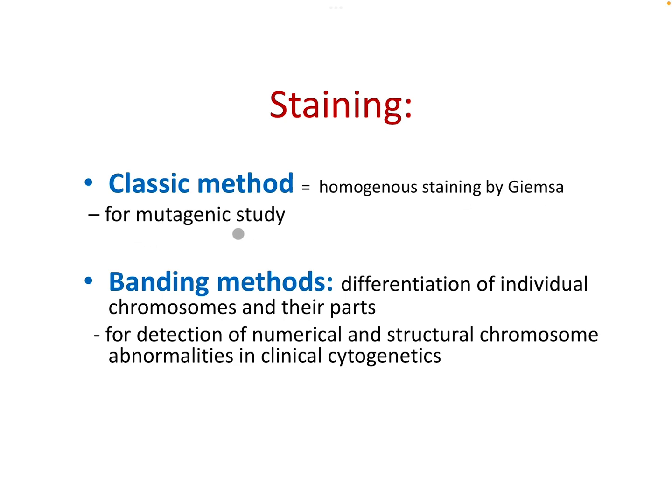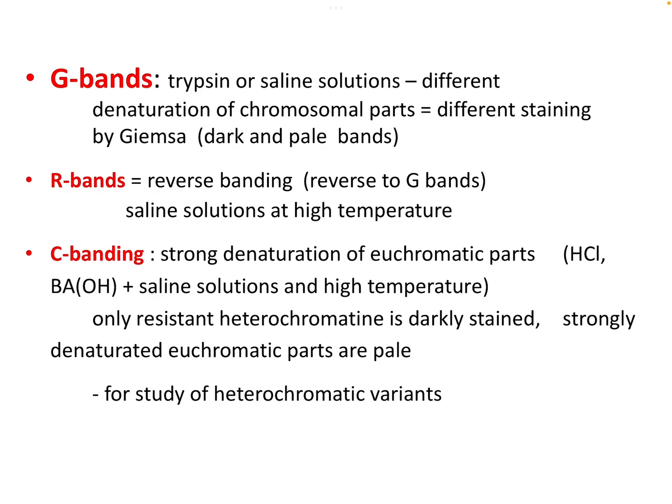While the banding method, this one is homogeneous, so everything is stained. This one is the banding. So we differentiate individual chromosomes and their parts based on the bands. This is for detection of numerical or structural chromosome abnormalities in clinical cytogenetics. So these are the bands, the G bands.